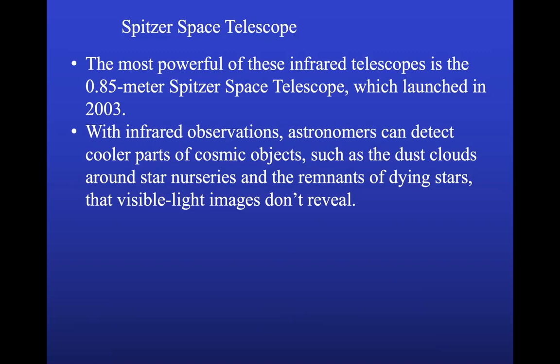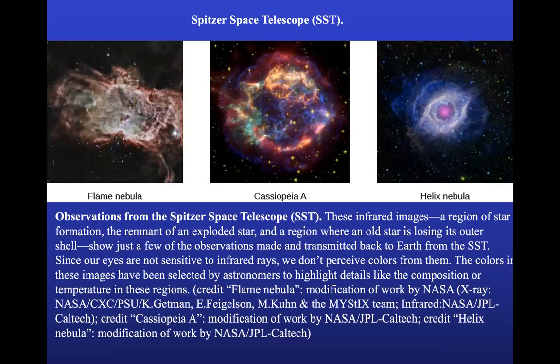And actually with these infrared observations, astronomers can detect the cooler parts of cosmic objects, because when they are cool, they will emit infrared, such as the dust clouds around star nurseries and remnants of dying stars. Those kinds of things you can get from infrared astronomy. Right, so these are some examples that were observed by the Spitzer Space Telescope.